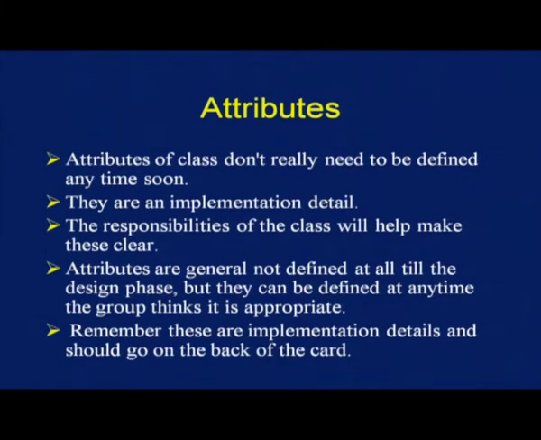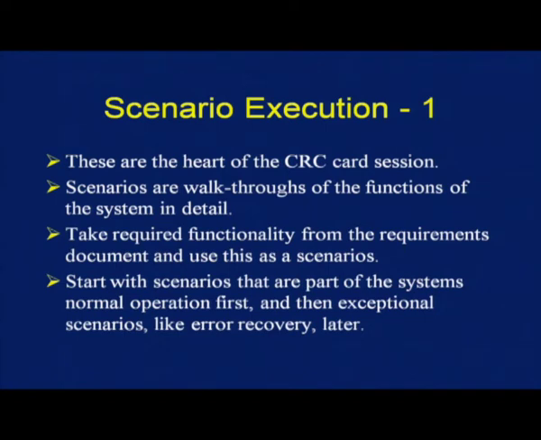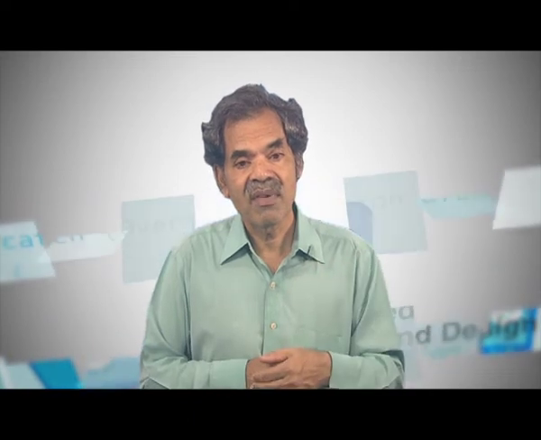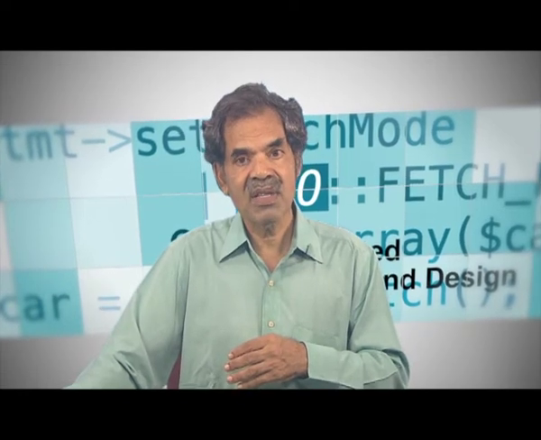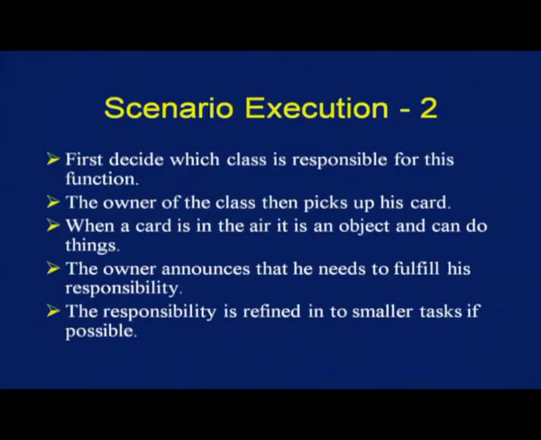Super and subclasses, attributes, scenario execution, these are the heart of the CRC card session. We create scenarios and walkthroughs to find out whether it is working as it should. How will you test? How will you find out whether what you have implemented is working or not? We construct a scenario, and if the scenario is responding correctly, it means it has been done. Which class is responsible for this function? The owner of the class then picks up his card. When a card is in the air, it is an object and can do things. The owner announces that he needs to fulfill his responsibility. The responsibility is defined into smaller tasks if possible.